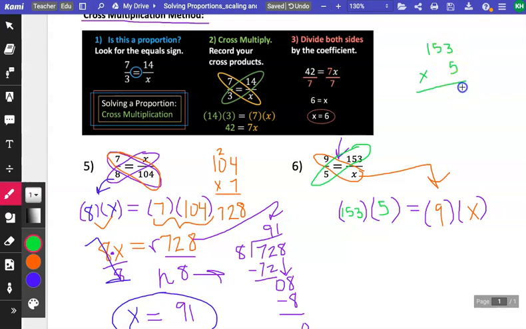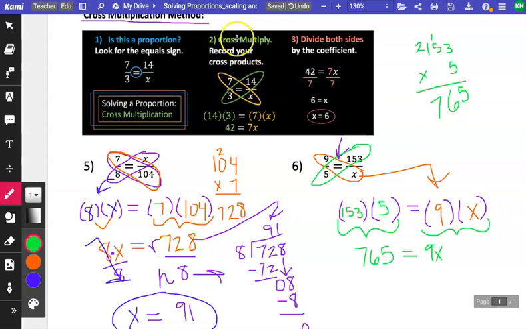3 times 5 is 15. I put a 5 here, carry the 1. 5 times 5 is 25, plus 1 is 26. Put the 6 there, carry the 2. 1 times 5 is 5, plus 2 is 7. So our product, which is, remember, the result of a multiplication problem, is 765. And 9 times x is 9x.